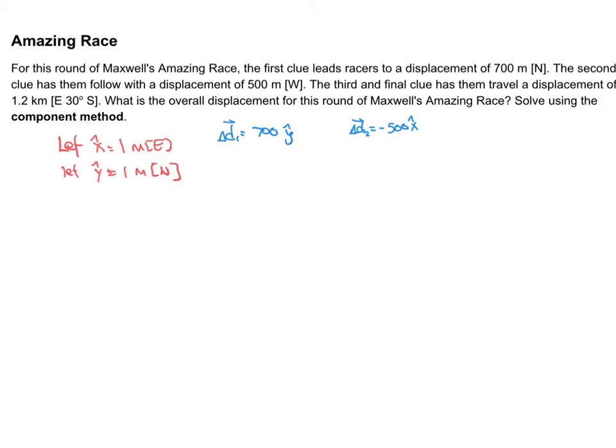The third one is where we're going to have to do some more work because it's on an angle. So I'll call that displacement 3. So this is 1.2 kilometers, which we need to convert to meters. East 30 degrees south. So I'm going to need to put that into components. So I'll draw my little diagram here.